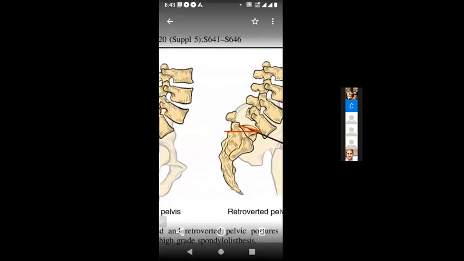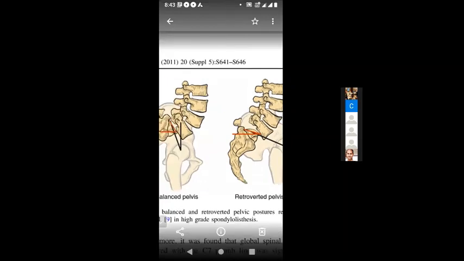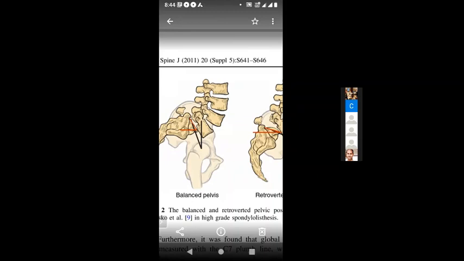This is one above and below. So a break in the pars interarticularis causes spondylolisthesis. Can you see my screen? Yes, sir.